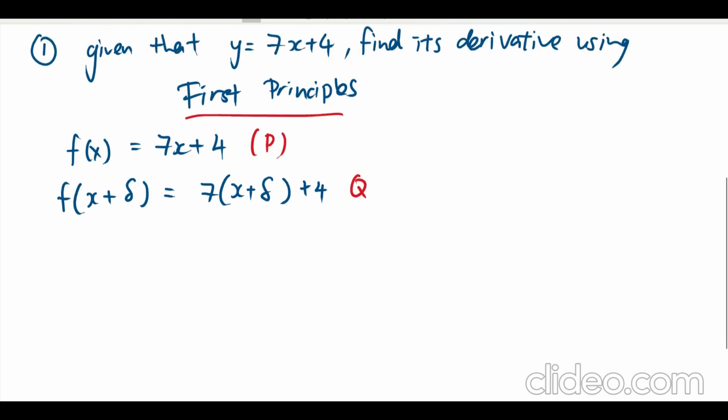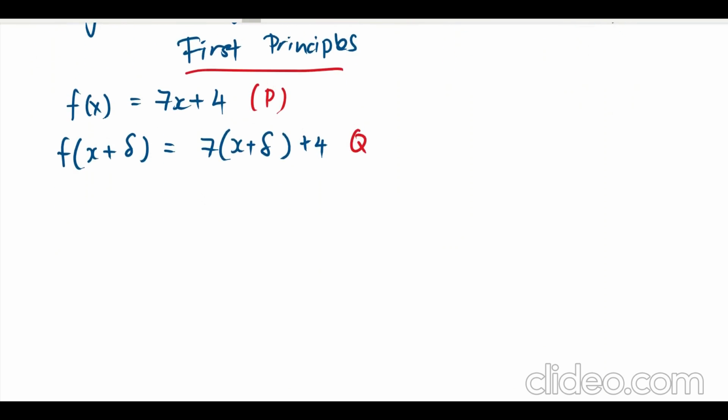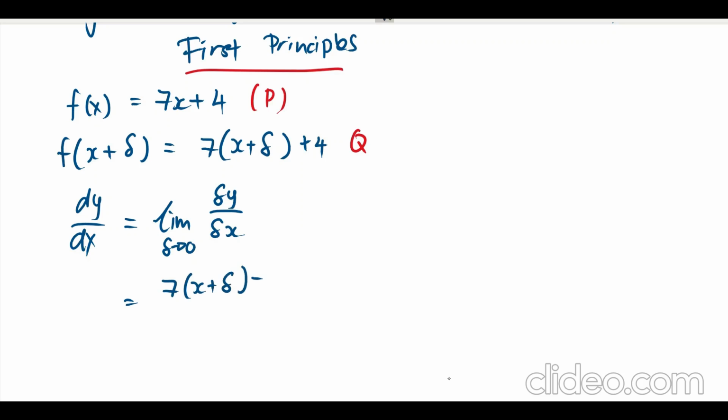So what is the definition of dy/dx? We write down: dy/dx, which is your first derivative, is equal to the limit as delta approaches 0 of the change in y over the change in x. What would be the change in y? P and Q, who will have a bigger y? Q will have a bigger y, so I will use 7 bracket x plus delta, plus 4, this is my Q, minus 7x plus 4, over. This is the change in y, the difference in y.